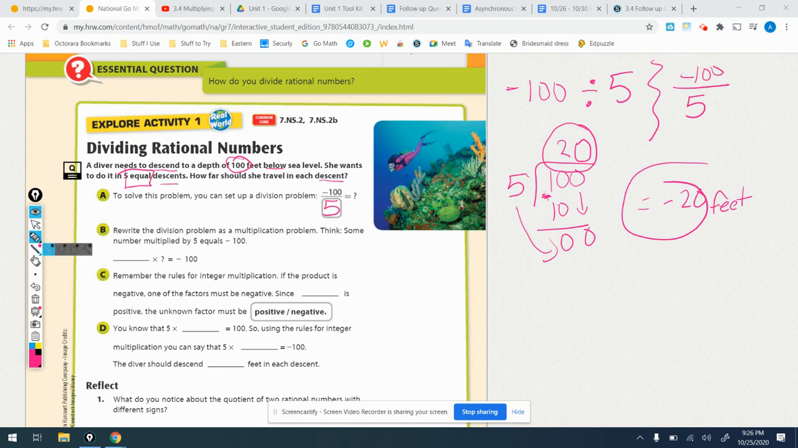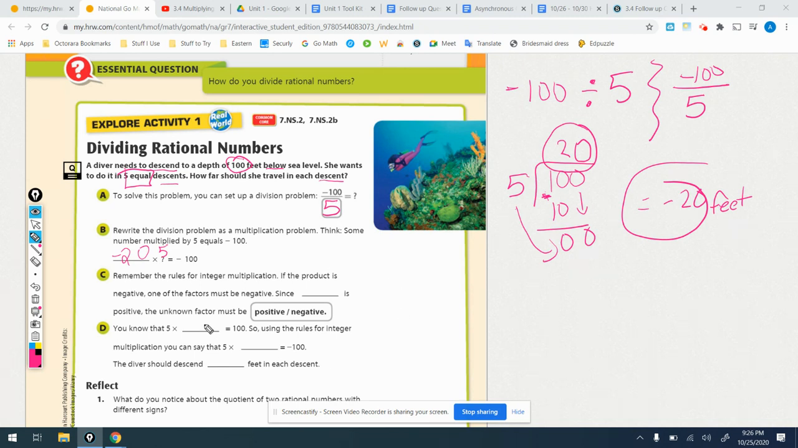All right, so in their version, it says rewrite the division problem as a multiplication problem. Think some number multiplied by 5 equals negative 100. So we could say that negative 20 times 5 equals negative 100.